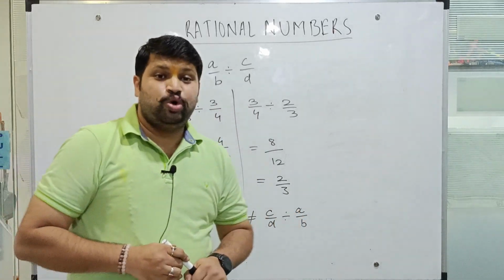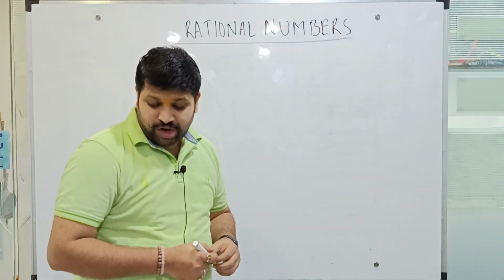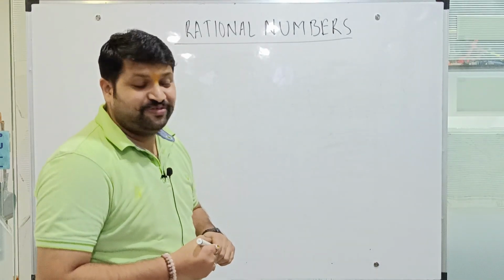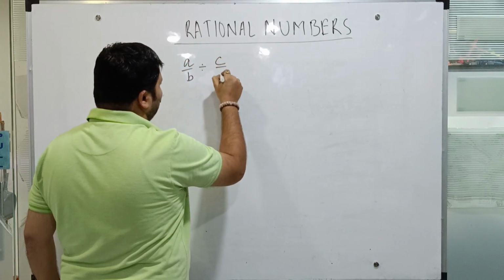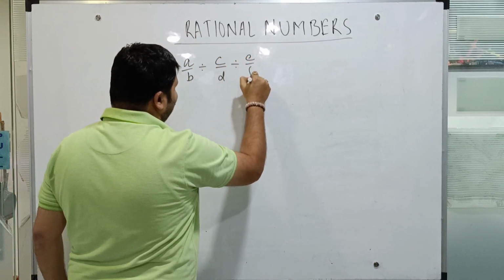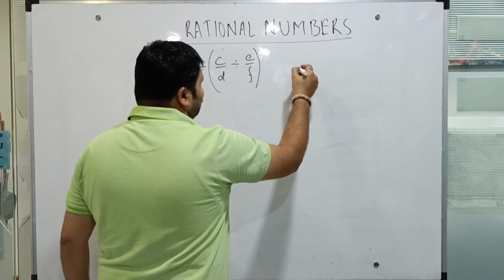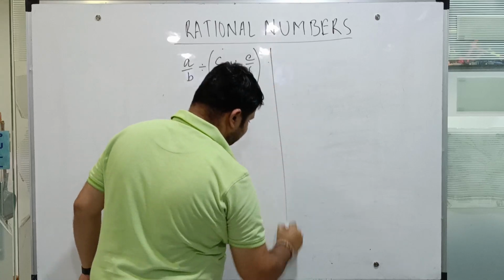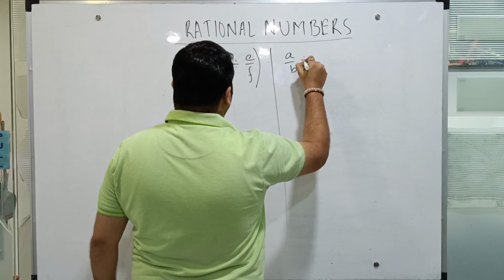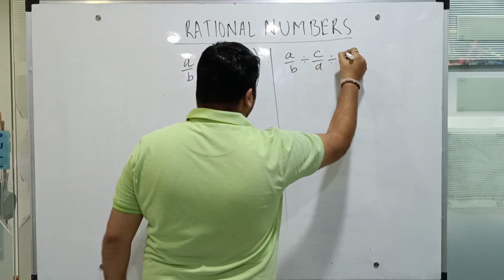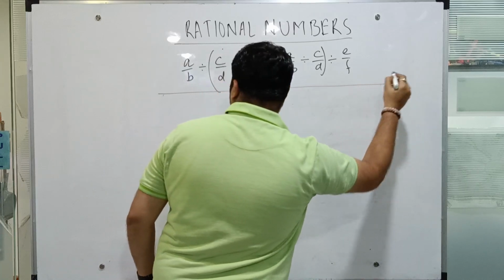Okay, so let us go ahead and talk about associativity of division. So we have A upon B divided by C upon D divided by E upon F. We group them first like this, and then we group them in a different way. That is A upon B divided by C upon D divided by E upon F. Okay, now let us see what we get.